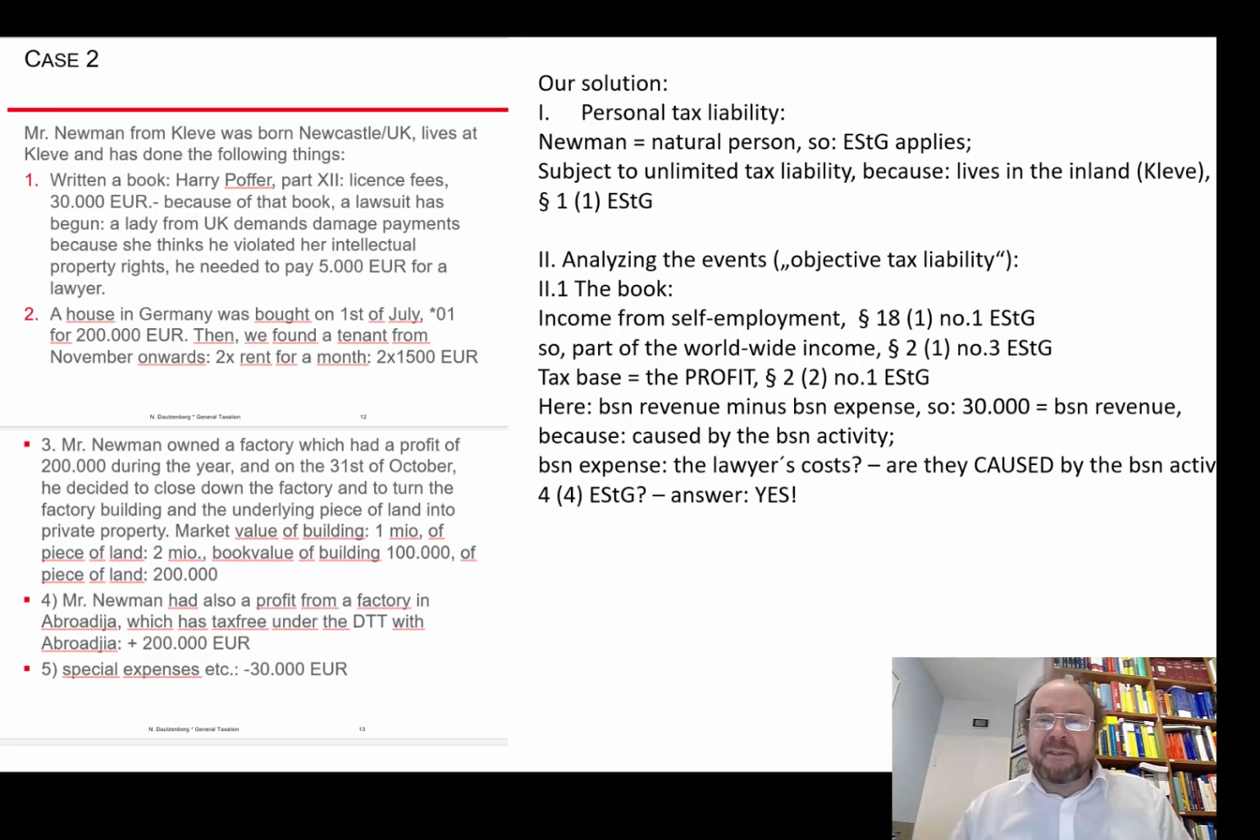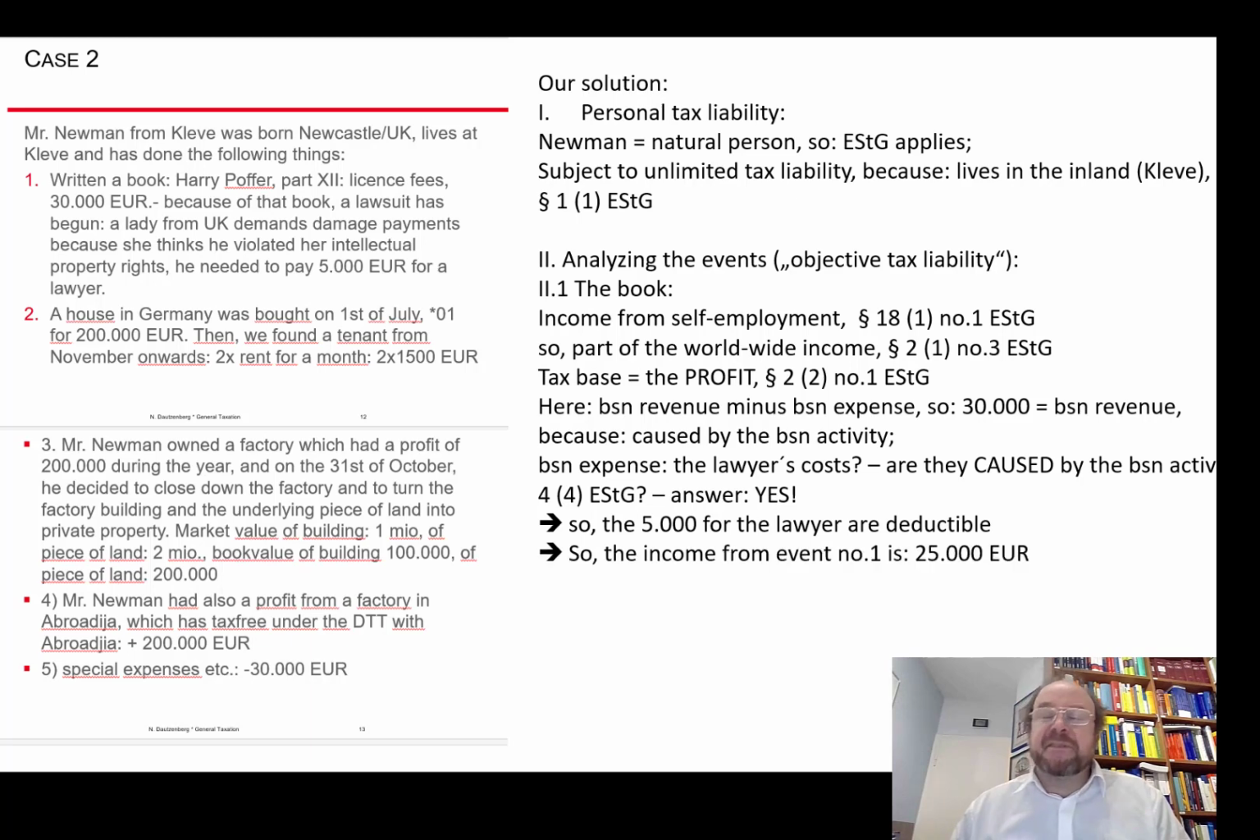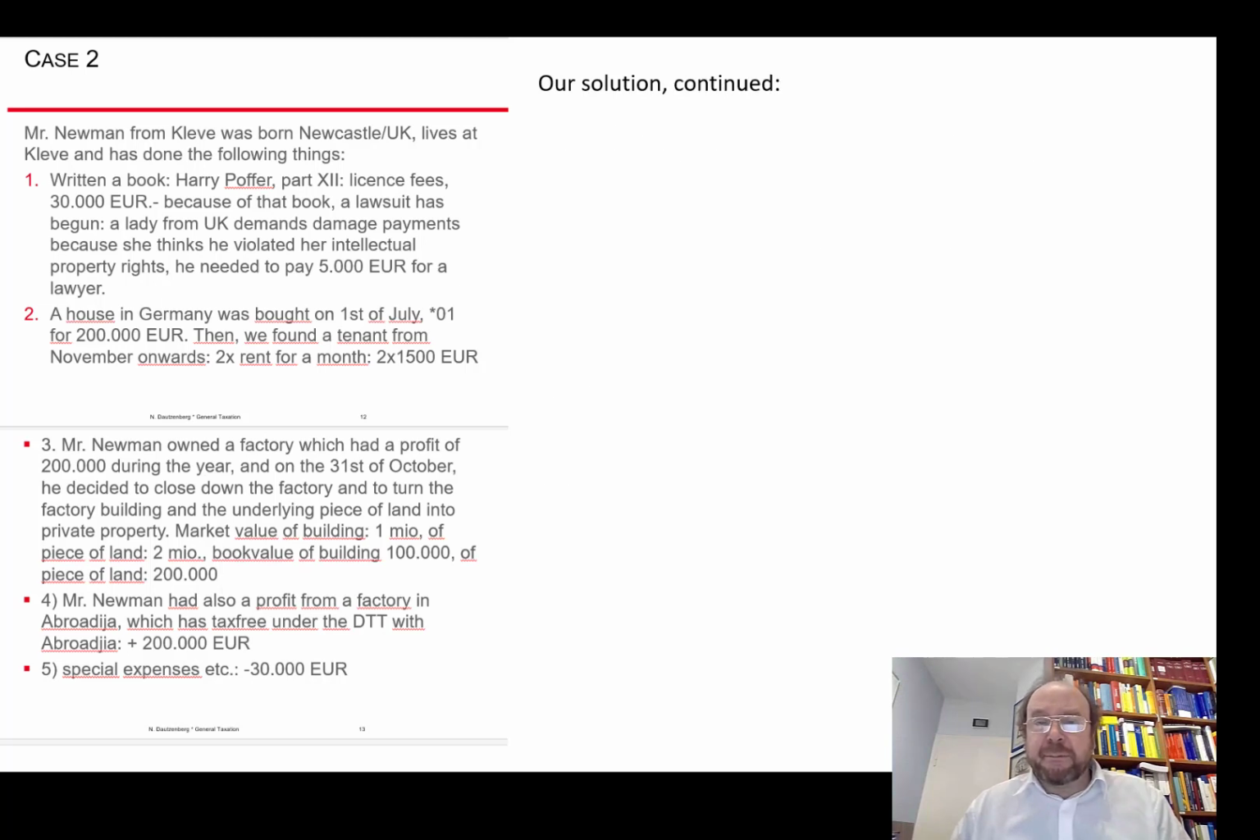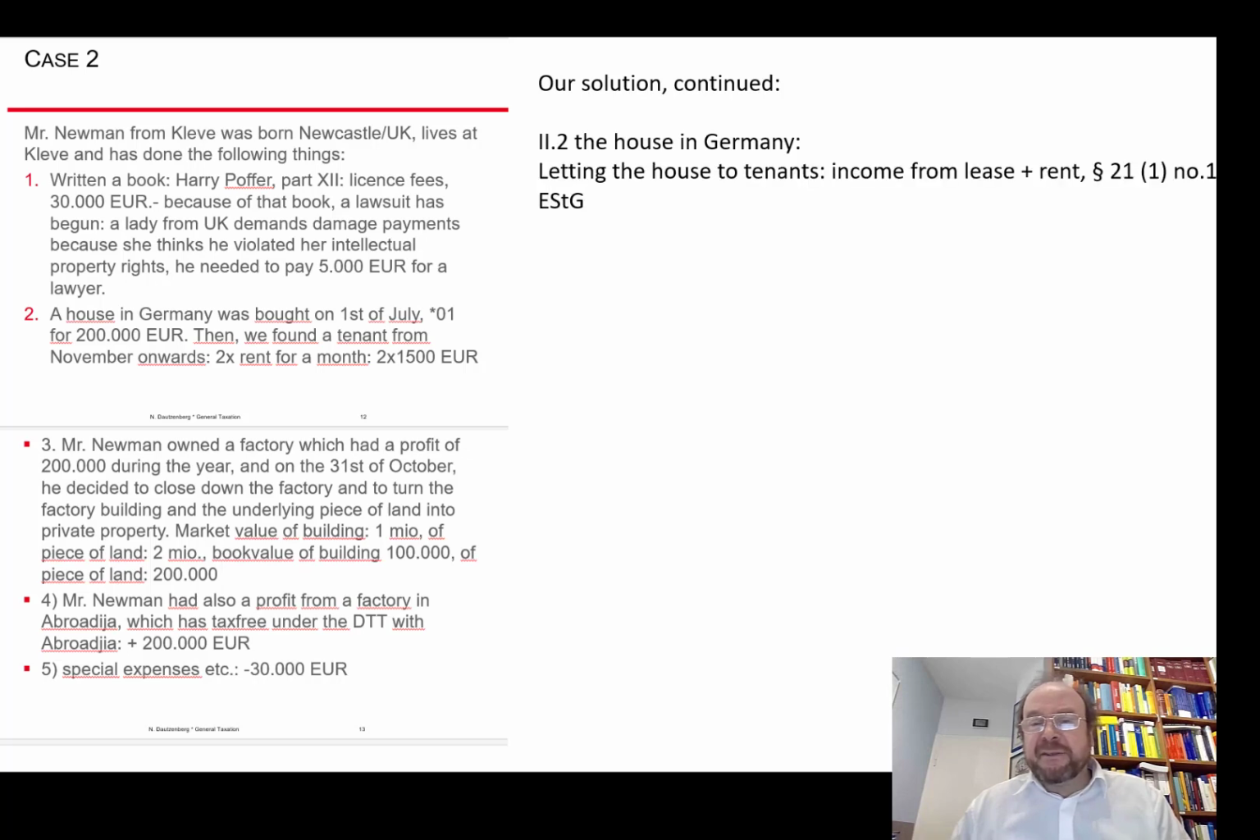Any private consumption aspect is not contained in the whole matter. So the thing is a deductible business expense. Yes, so the 5,000 are deductible. So we end up for event number 1 with an income from the event of 25,000. Let's continue. Event number 2 is a house in Germany.